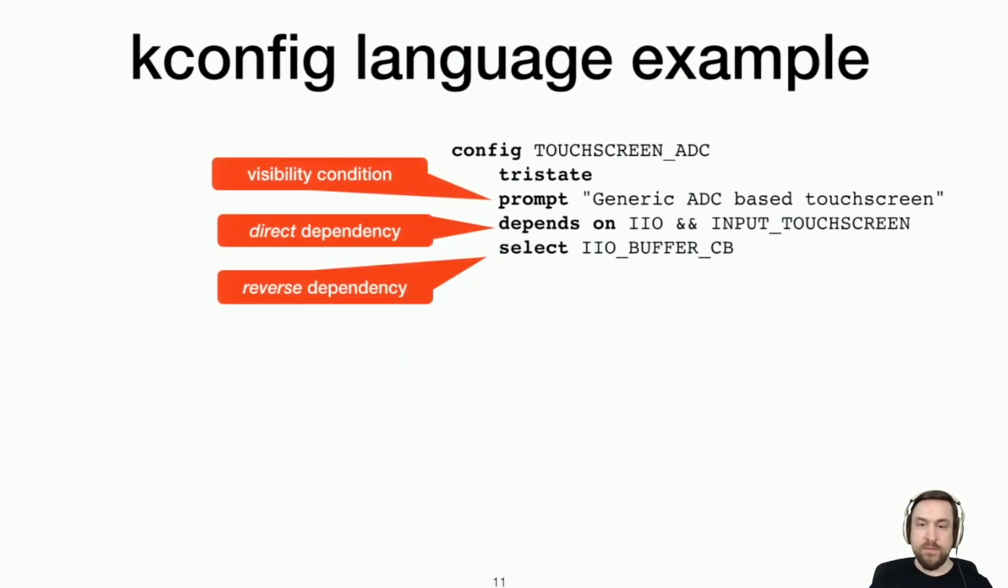And all three of these aspects of the language actually work together to define the constraints on this option. Even the prompt itself defines some differences in behavior on how this configuration option is treated, because you can have invisible configuration options that the user is not allowed to select but get automatically selected by the select construct.